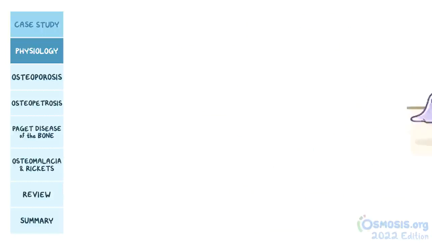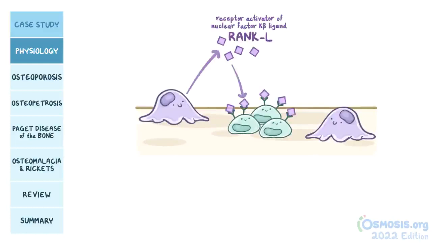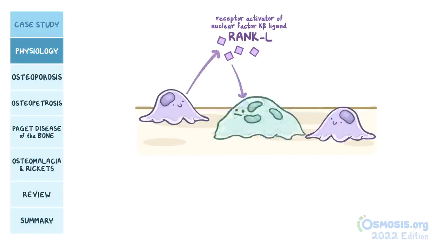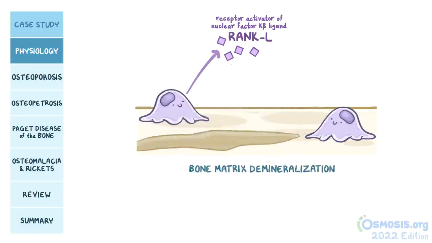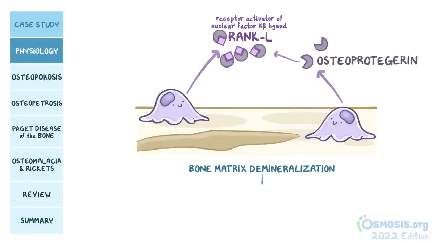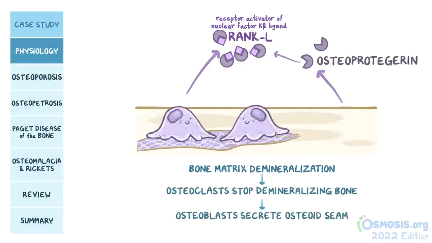At a cellular level, remodeling begins when osteoblasts release receptor activator of nuclear factor kappa beta ligand, or RANKL for short, which binds to RANK receptors on the surface of osteoclasts, activating them to begin bone matrix demineralization. Once there's been sufficient bone demineralization, osteoblasts secrete osteoprotegerin, which inactivates RANKL. This causes the osteoclasts to stop demineralizing the bone, and osteoblasts to secrete osteoid seam.